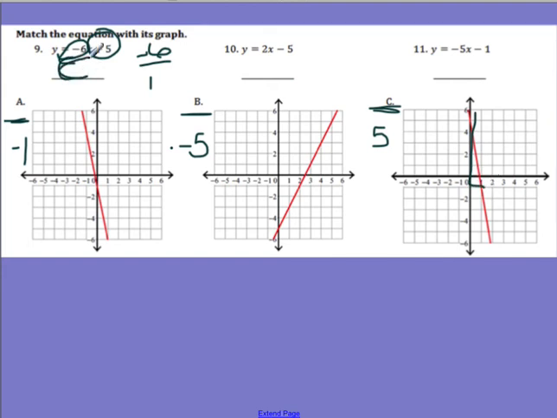For number 10, I see that I have a y-intercept of -5, so I'm crossing the y-axis at -5. Then I'm going up 2/1, up 2/1. That slope works, so this has to be B. Since it's multiple choice, I don't need to figure out A. I already know that 11 has to be A.